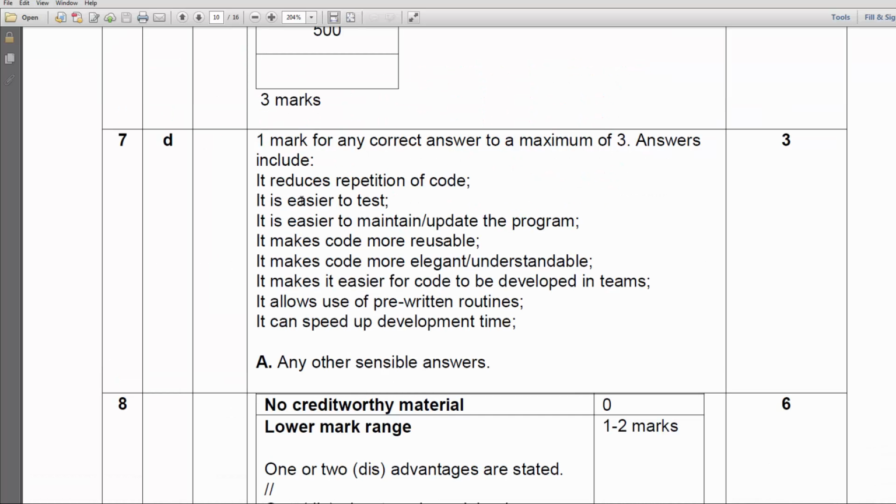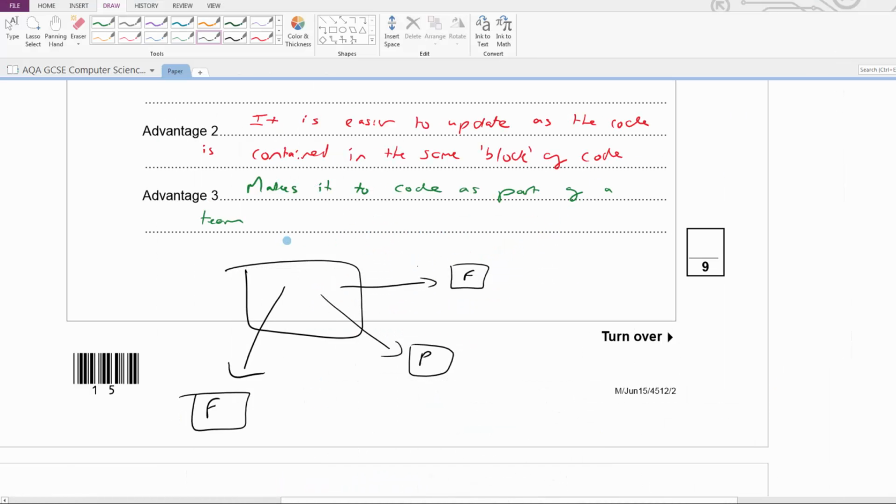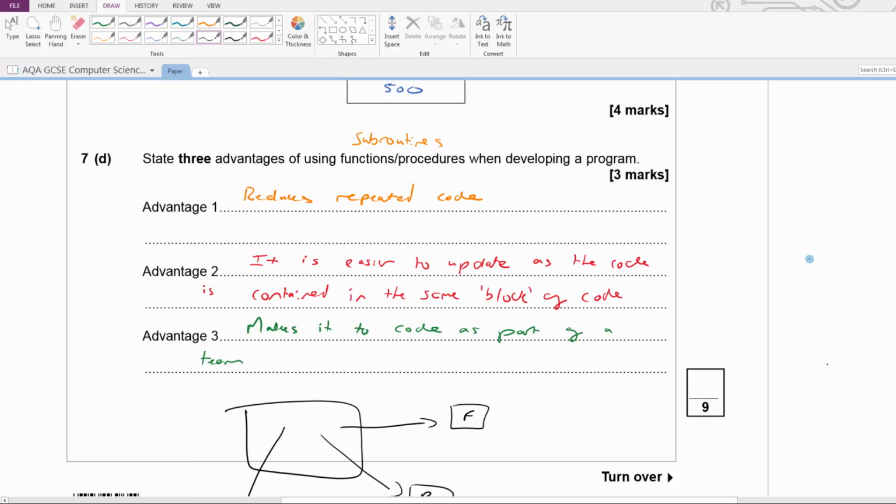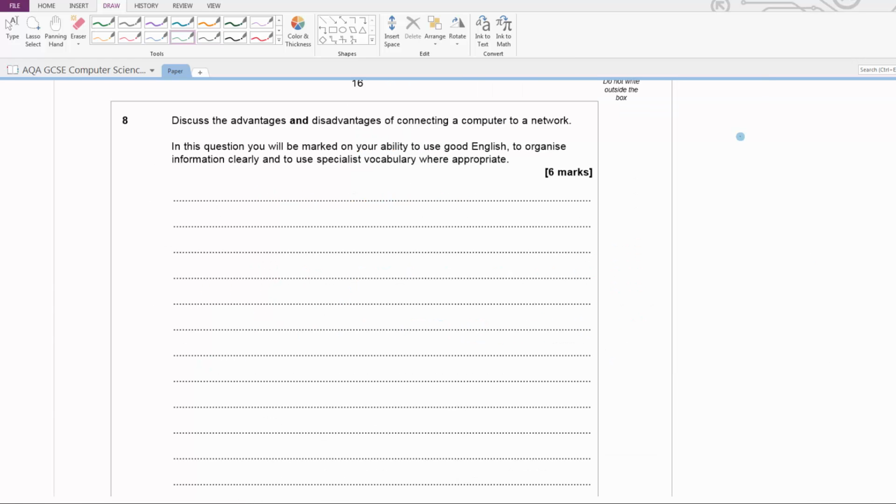So these 3 points are on the mark scheme, fortunately. Also some other good points. It does say testing as well. Makes it more elegant and understandable. This is also called readability. Pre-written routines. So I said subroutines, but routines is the same thing, and they can speed up development time. So a lot of them are similar. It's difficult again to think of 3 distinct advantages, a bit like earlier. So it's not ideal, but hopefully you'll get 3 marks. Question 8 is another quality of written communication essay type question.